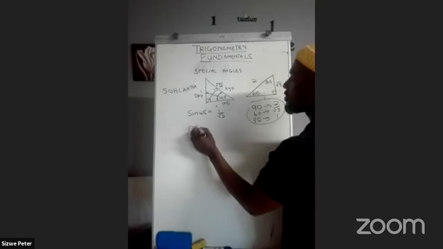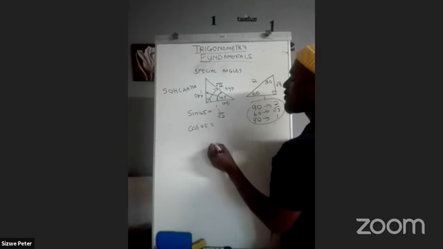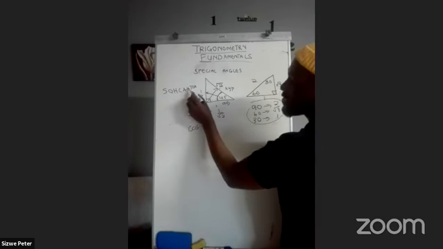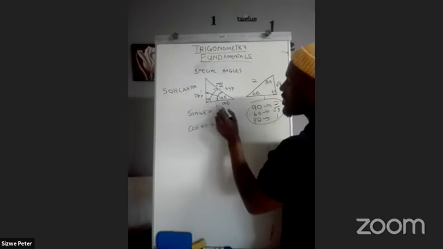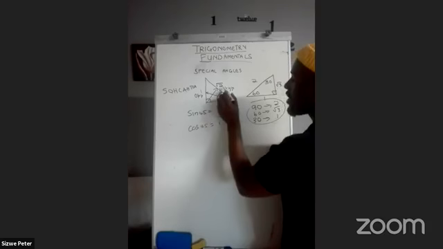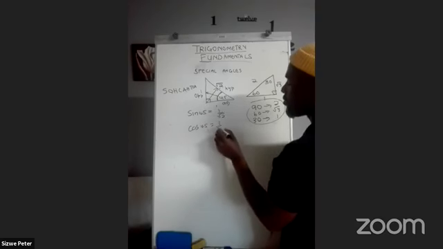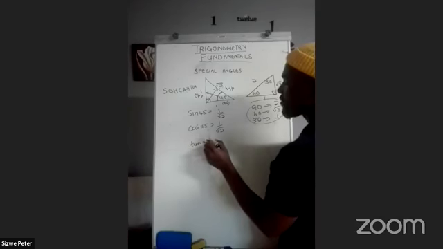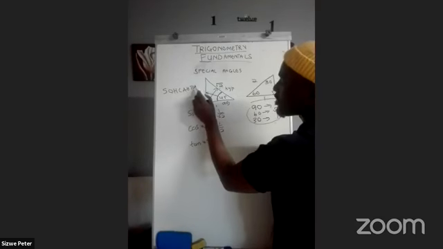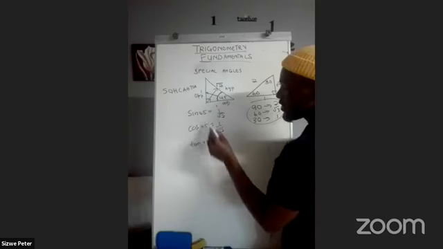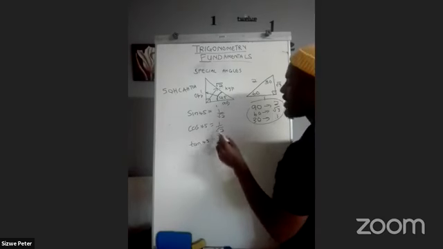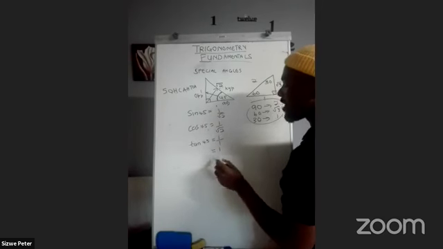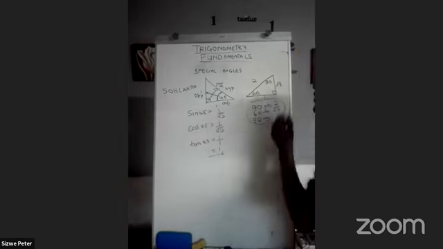Okay, what is cos 45? Cos 45, it's adjacent over hypotenuse. So the adjacent is 1, and the hypotenuse is square root 2. Tan 45, it's opposite over adjacent. The opposite is 1, and the adjacent is 1. So it's 1 over 1, which is 1. You do the same thing here.